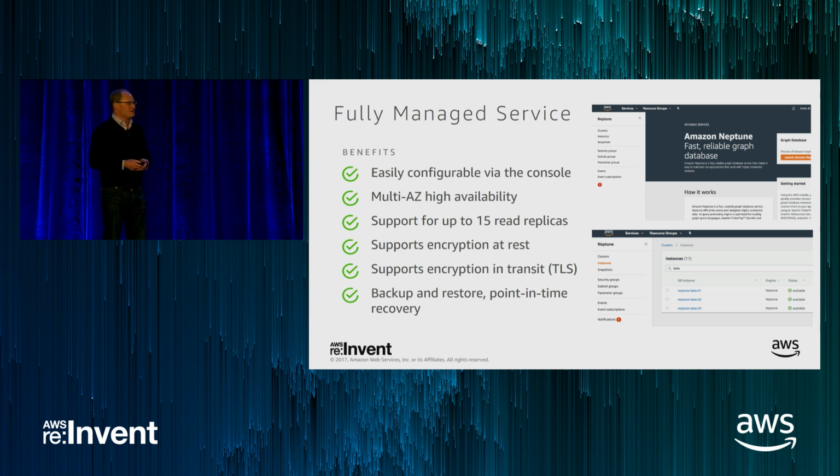Next, it supports up to 15 read replicas with a fast failover capability. And we'll look into a little more about how that works in just a moment. We also support encryption at rest, and you can use KMS to manage your keys. We support encryption in transit with TLS. And we support backup and restore. In fact, Neptune is continuously backing up. It's a unique type of mechanism, which is common to some other engines in Amazon, and so we'll talk more about that as well. And that enables some unique features like point-in-time recovery.